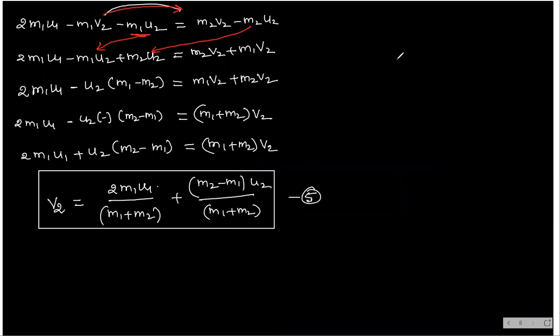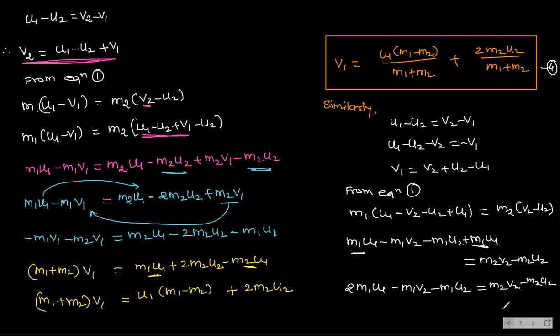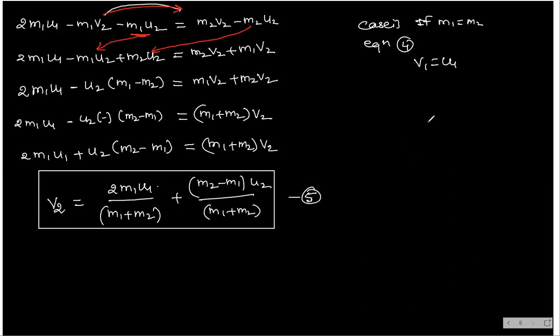Now, case number 1: if M1 is equal to M2, then equation 4 becomes V1 is equal to U1. You see equation 4, M1 is equal to M2. This will become 0. And here M2 is M, and M plus M2 is 2M. So this will get cancelled and you will get V1 is equal to U1 only. Understood? Case 1: if M1 is equal to M2, then V1 is equal to U1.